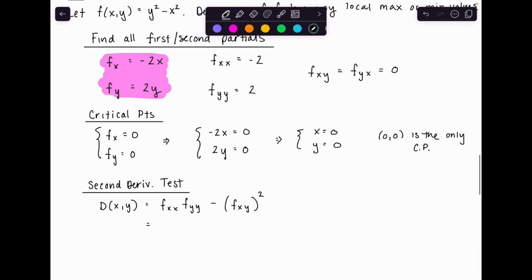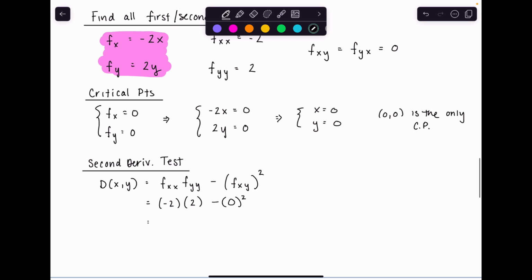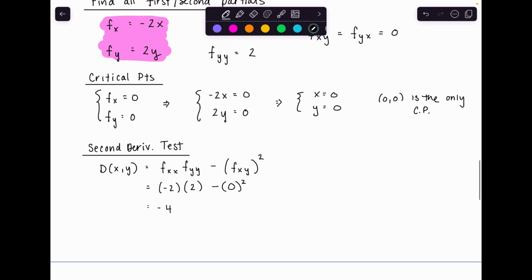Well, the partial with respect to x twice is negative 2. Partial with respect to y twice is positive 2. And my mixed partial was 0. So this one is very nice because this is just always equal to negative 4. Doesn't end up depending on x and y at all. So when you plug in the critical point, it's negative 4, which is definitely less than 0. So what this means is that third case when the determinant is negative. (0, 0) is neither a local max nor min.